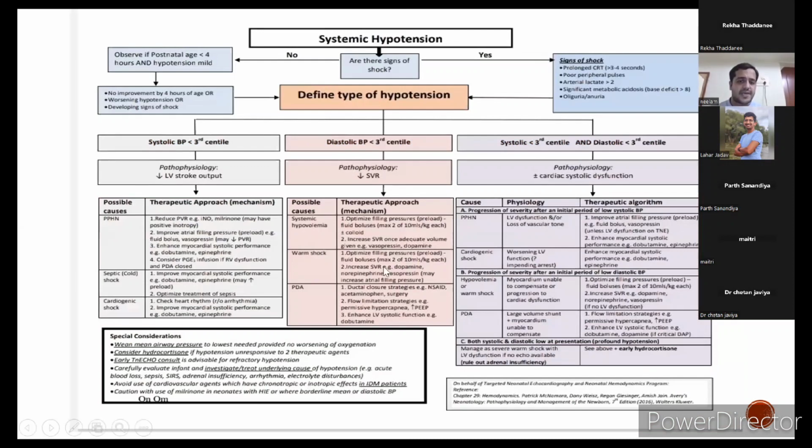So this is the chart which I think you can take a printout of and keep in your NICU as a bedside guide whenever you face a baby with shock. So if all these signs are present, you label the child as having shock. Then you see whether hypotension is there or not. If there is hypotension where the systolic BP alone is low but diastolic is normal, then these may be the causes. If diastolic BP alone is low, then these may be the causes. If combined, then these may be the causes.